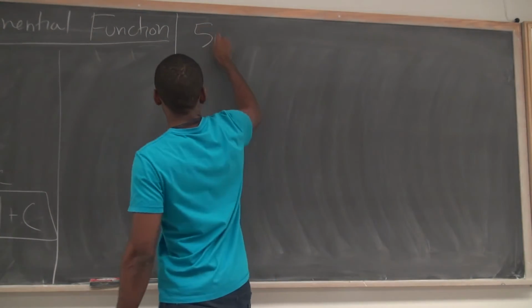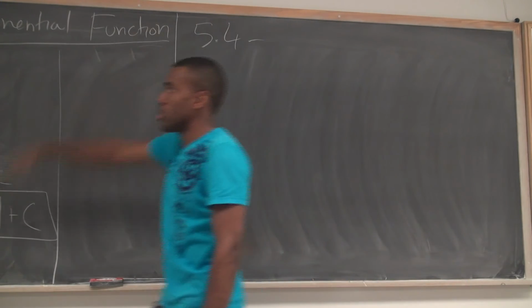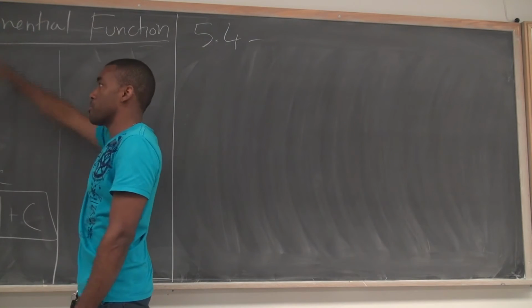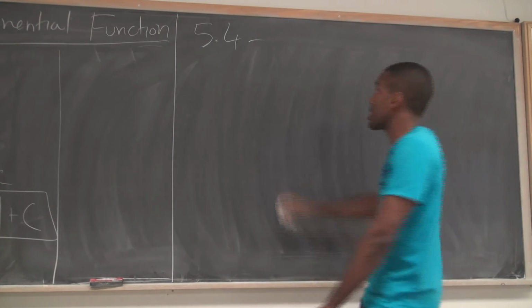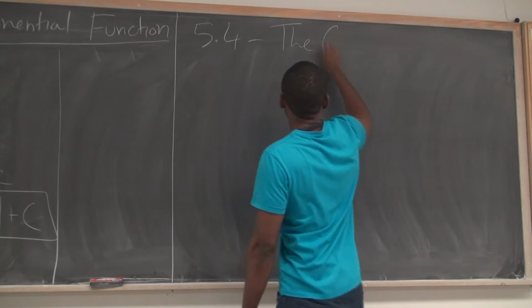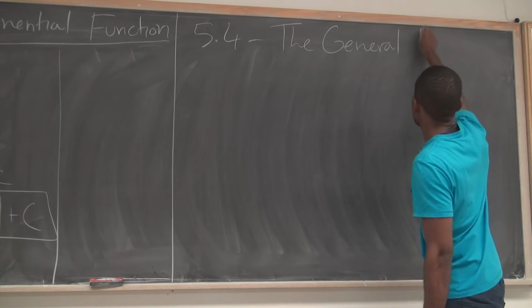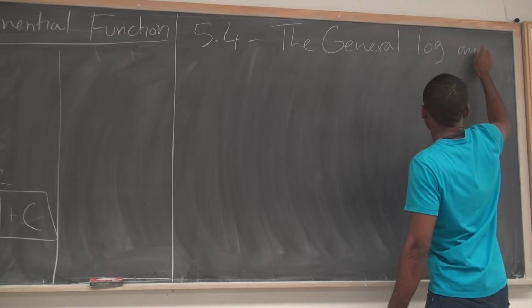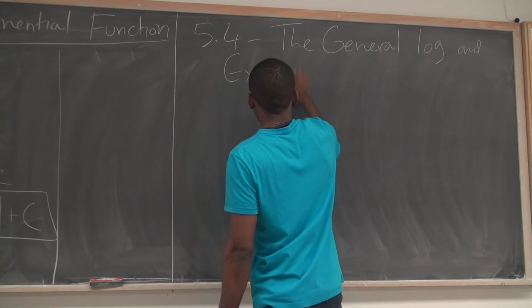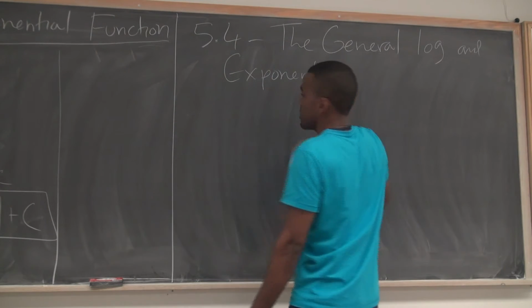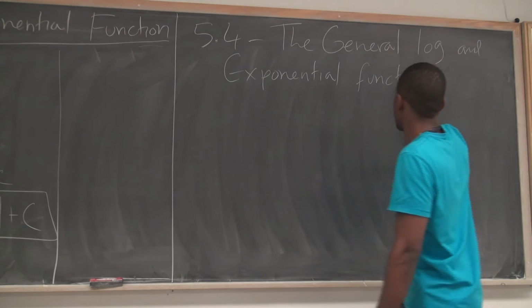Okay, 5.4. Let's generalize these things. So 5.2 dealt with the natural log. 5.3 dealt with the natural exponential. What about general logs, general exponentials? How do we do calculus with those? General log and exponential functions. Which means, what if the base is not e? How do we make things work?